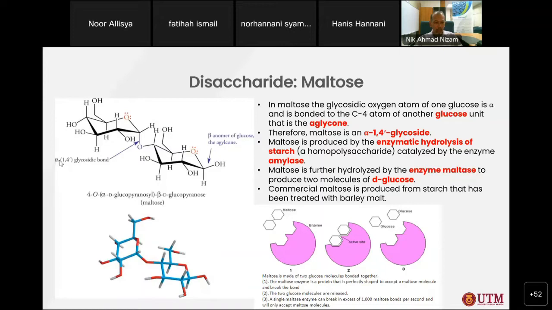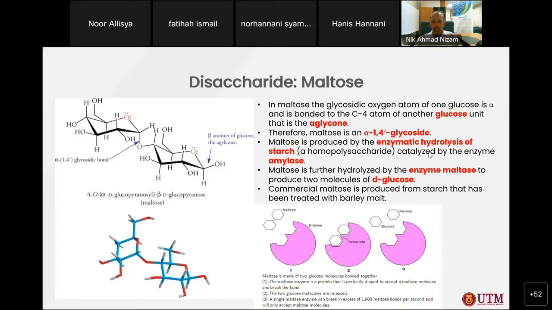So that's why it's alpha. 1 refers to the carbon here, 4 prime refers to another glucose. This glucose comes from the beta glucose, beta at this position. And the alpha is bonded to the C4 atom of another glucose unit. So therefore, maltose is an alpha 1,4 glycoside. This is the other name for maltose.